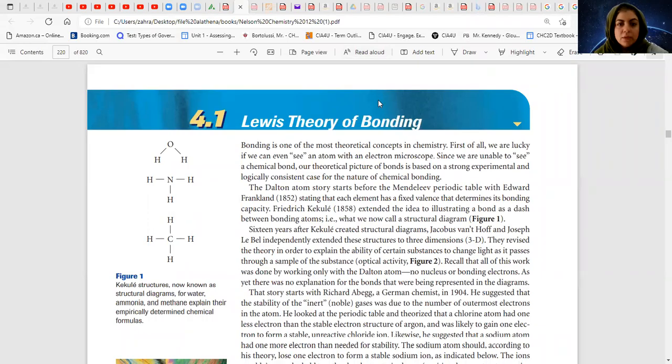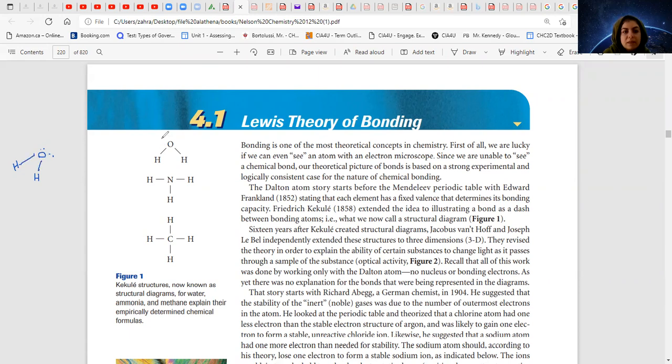Okay, 4.1 with theory of bonding. So we know for OH2 how to draw that. Oxygen has 6 valence electrons, 1, 2, 3, 4, 5, 6, and hydrogen has 1 valence electron. Hydrogen has 1 valence electron, and these two will be shared. So we have a bond here and a bond here.